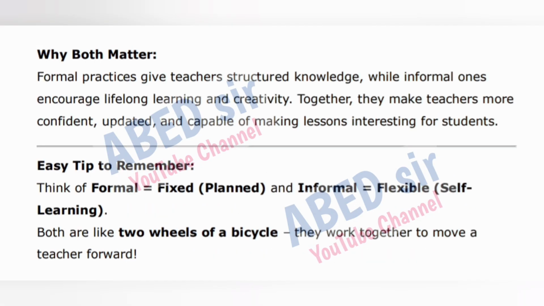Why both matter? Formal practices give teachers structured knowledge, while informal ones encourage lifelong learning and creativity. Together, they make teachers more confident, updated, and capable of making lessons interesting for students. Easy tip to remember: formal equals fixed and planned, informal equals flexible and self-learning. Both are like two wheels of a bicycle. They work together to move a teacher forward.